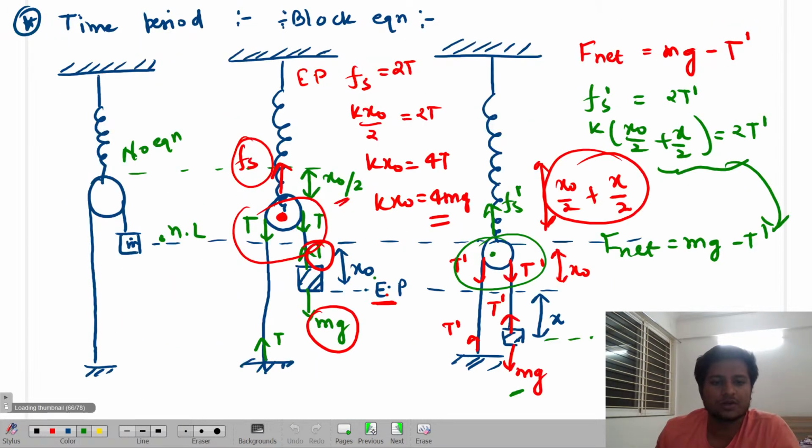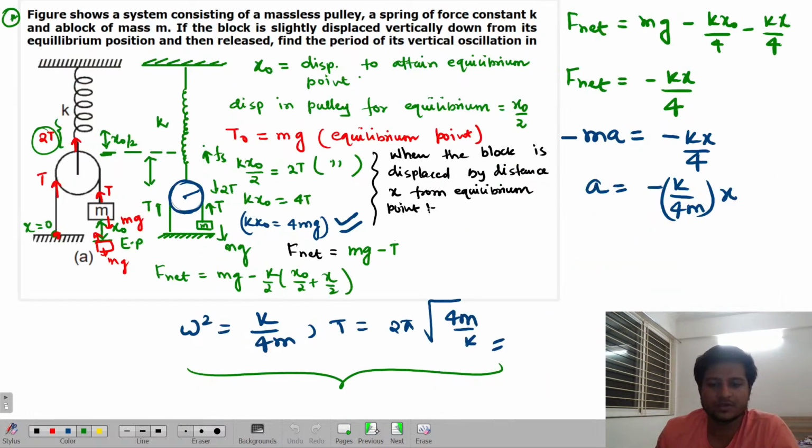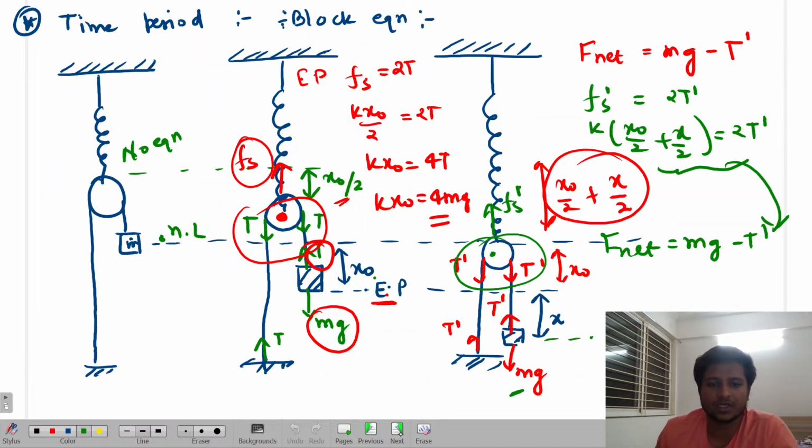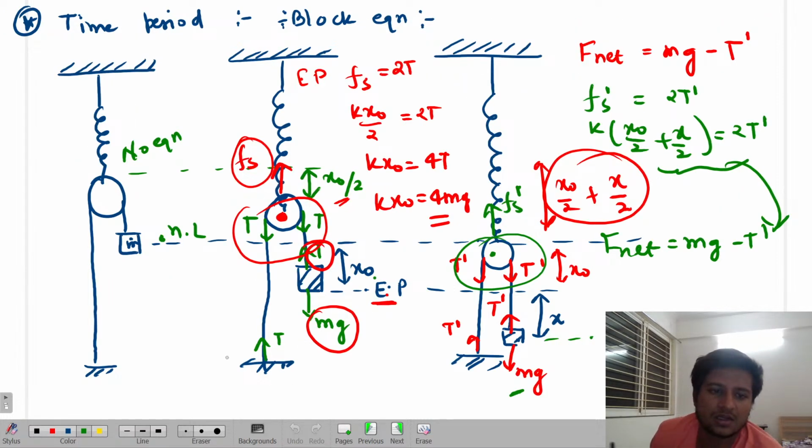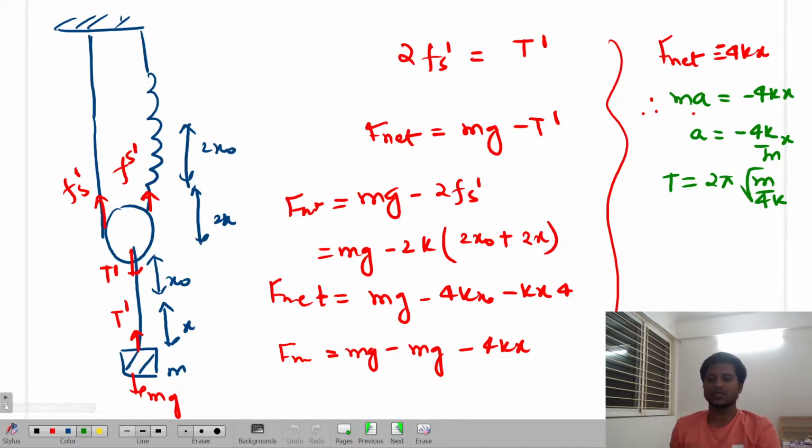So this is how you write the time period equation. In previous equation it was 2 pi root 4m by k. इस बार क्या हो गया? चेंज हो गया. इस बार क्या आएगा? mg by 4. So you have to remember the steps. First step is no equilibrium. Then equilibrium, write the equation. Then with the extended length write the equation. Write all the equations for the block. You'll get the answer. Is that clear or not?